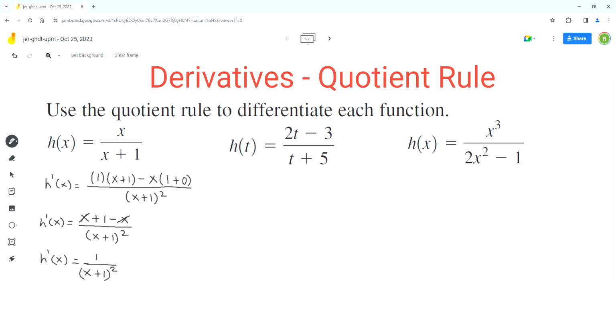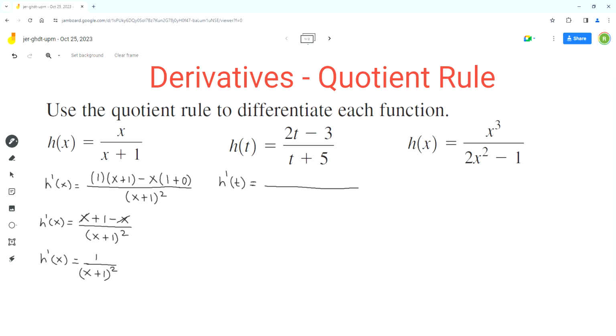So now we can find the derivative of the second function, h(t). Now this is also a rational function, so it will be easy to use the quotient rule. So the first step is h prime of t. We start with the derivative of the numerator.